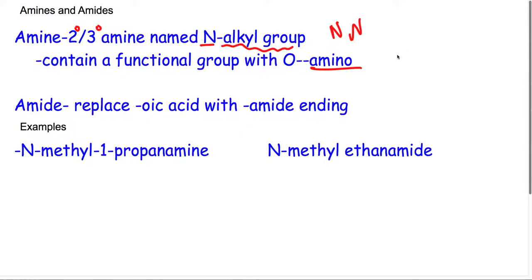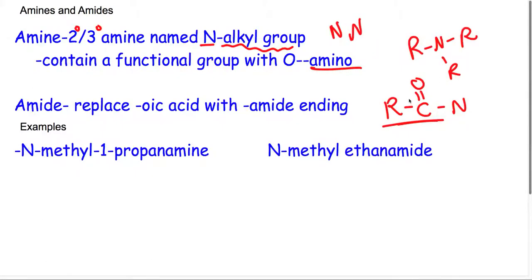Amines mean that you are looking at an RNR of some kind, carbon groups around a nitrogen. If you have an O in there somewhere, then you have an amino. If you have an amide, you replace the oic acid with an amide ending, because amides have a carbonyl carbon in them. And so you end it with amide. If you see a double bonded carbonyl group there, you have an amide, not an amine. So we're having an amine in one and an amide in the other.